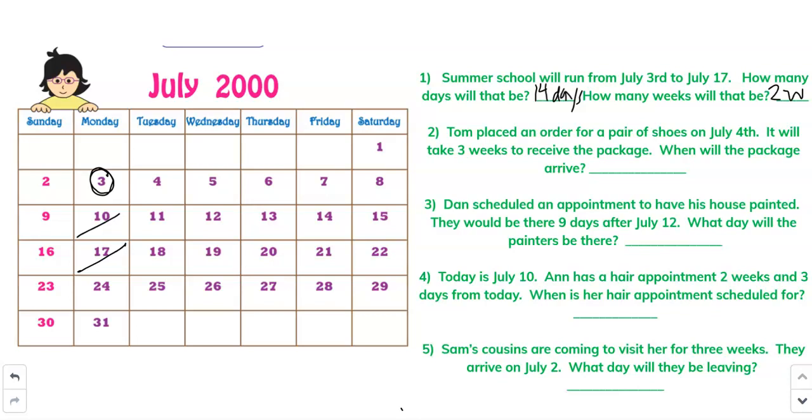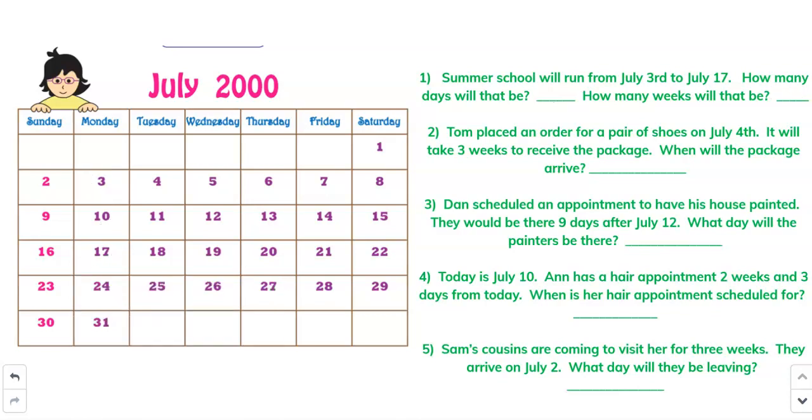Now, it's important that I put those labels because we need to know that it's 14 days and 2 weeks, because those are two totally different things. If we said 14 weeks, that would be a lot more days than 14 days. And just 2 days is totally different than saying just 2 weeks. So we want to make sure that we actually put our labels on there so we know what we're talking about.